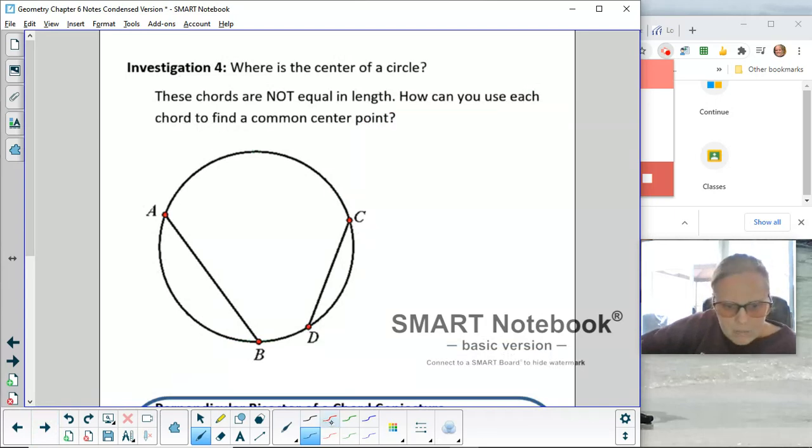So I'm going to take my marker, and I don't have a ruler with me, so I'm going to approximate that this looks like the middle. And to emphasize that I'm believing that is the middle, I'm going to put hash marks. And I'm going to approximate on CD as well. This one looks like the middle, so I'll put a different set of hash marks this time because the chords are not equal in length.